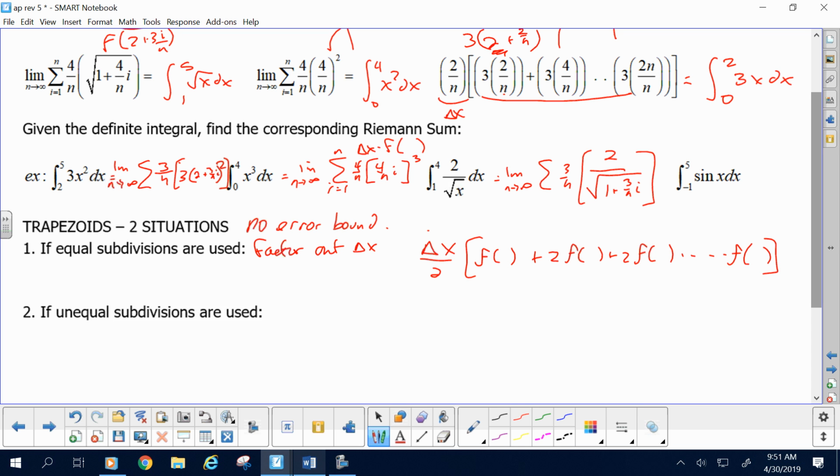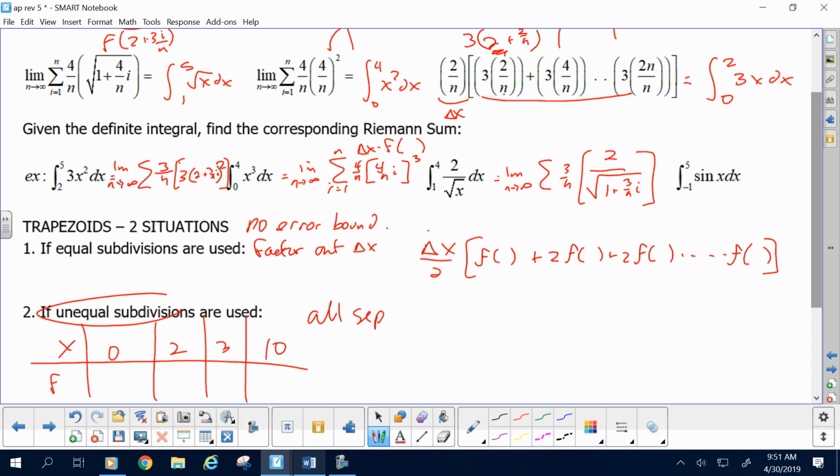If there are not equal subdivisions, so for example, if they gave you a table and it went from 0 to 2 to 3 to 10, then obviously these deltas aren't all the same, so you couldn't factor it out. There's not a common factor to be had. You have to do all separate base 1 plus base 2 times height divided by 2's and add them. I guess you could factor out the divided by 2 if you wanted to. I don't. But that whole idea of factoring out a delta and that 1, 2, 2 thing, that's out the window. That's not there anymore.